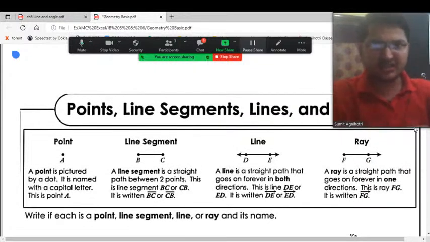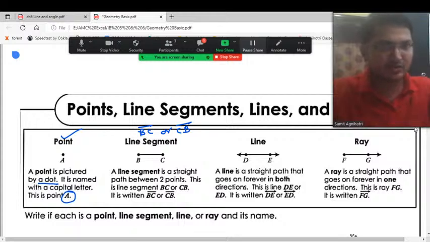A point is pictured by a dot, and it is named with a capital letter. A line segment is a straight path between 2 points, both ends are fixed, it is a part of a line. It is represented as BC, we write a bar like this, or we represent it using CB as I have presented here.